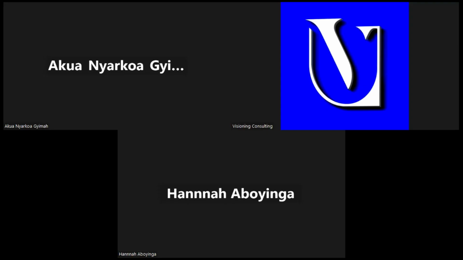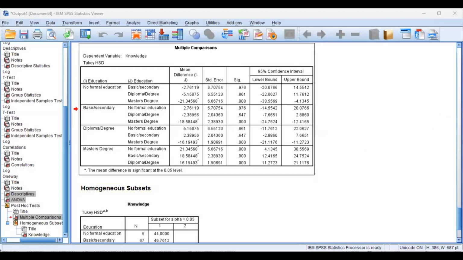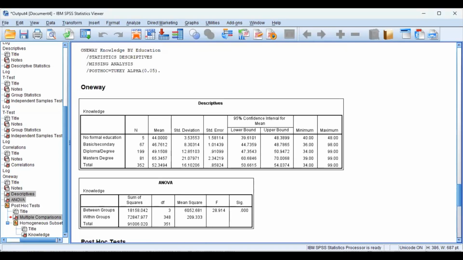Show the ANOVA table. So this is the ANOVA table. And to report the whole model, it is the ANOVA table we use in reporting the whole model.